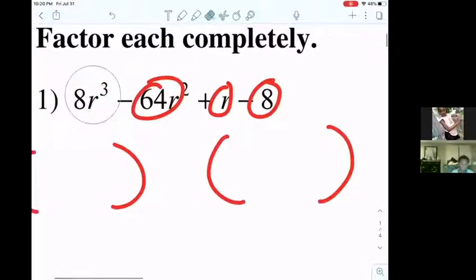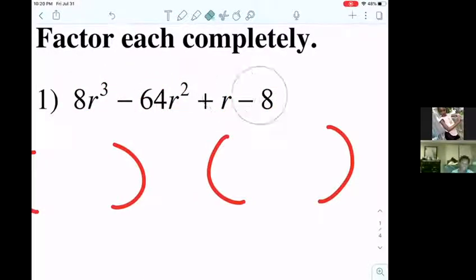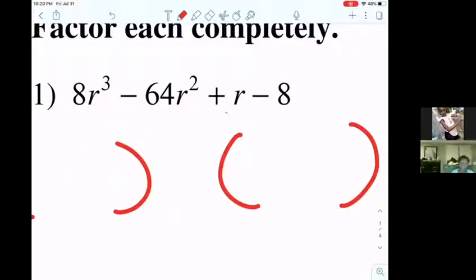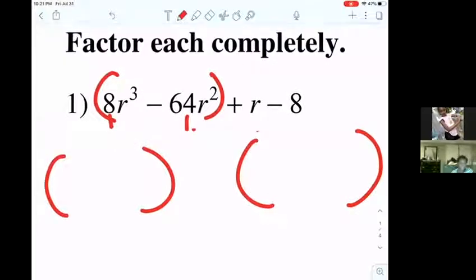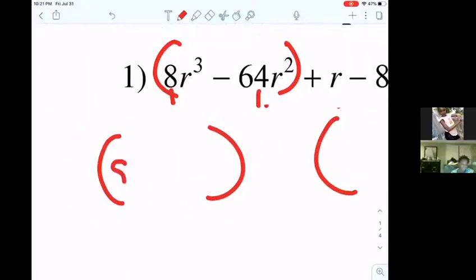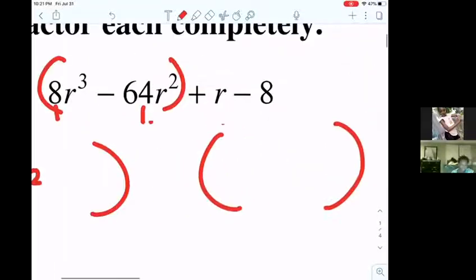Now before we do anything, we have to know the greatest common factor for 8, 64, 1, and 8. As I'm saying here, the greatest common factor for all of them is 1. Because it is 1, we have to take the first 2 numbers, which are 8 and 64. The greatest common factor is actually 8, so I can put 8 right over here and put an R right over here.